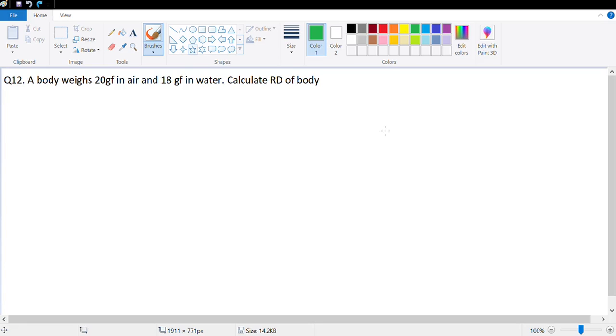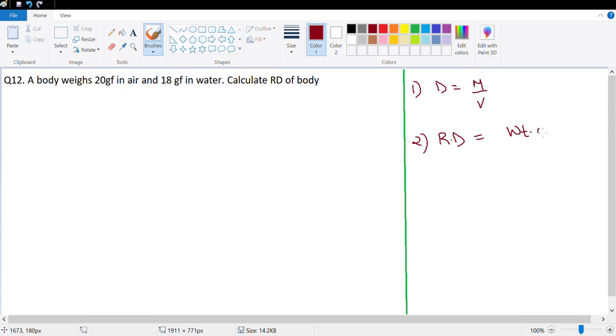Hi guys, let's look at the next question. But before I start the next question, let's quickly revise the formula that we've done in this exercise till now. So the first one we talked about was density is equal to mass upon volume. And the second one that we talked about was relative density of a solid is equal to weight in air upon weight in air minus weight in liquid multiplied with RD of liquid. These are the two formula that we've talked about.